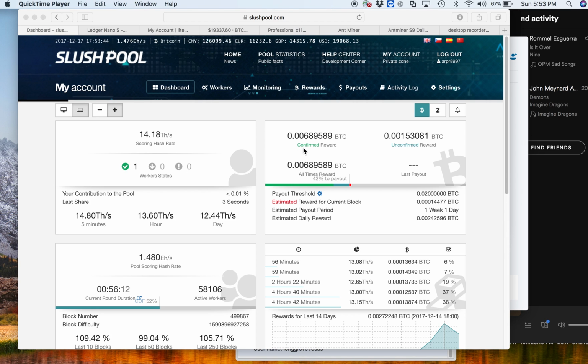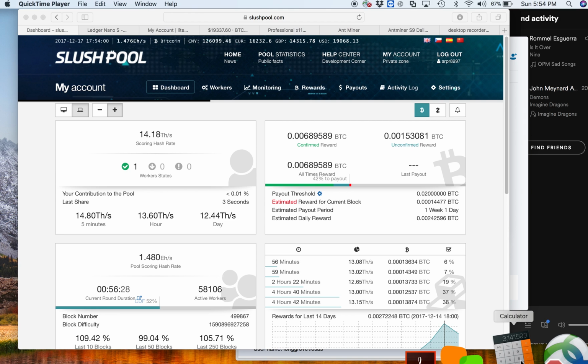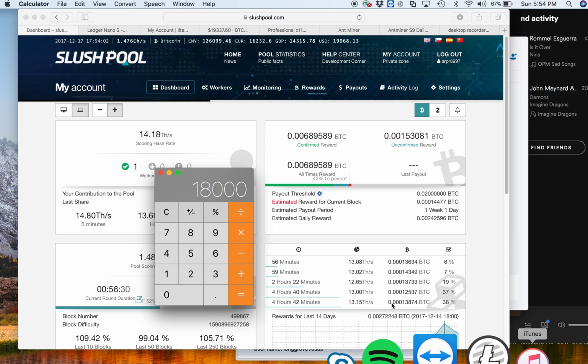I have confirmed rewards of 0.00689589 bitcoins, and I have an unconfirmed reward of 0.00153081 bitcoins. So we're going to add that again to get the income that I had so far, for more than 3 days.